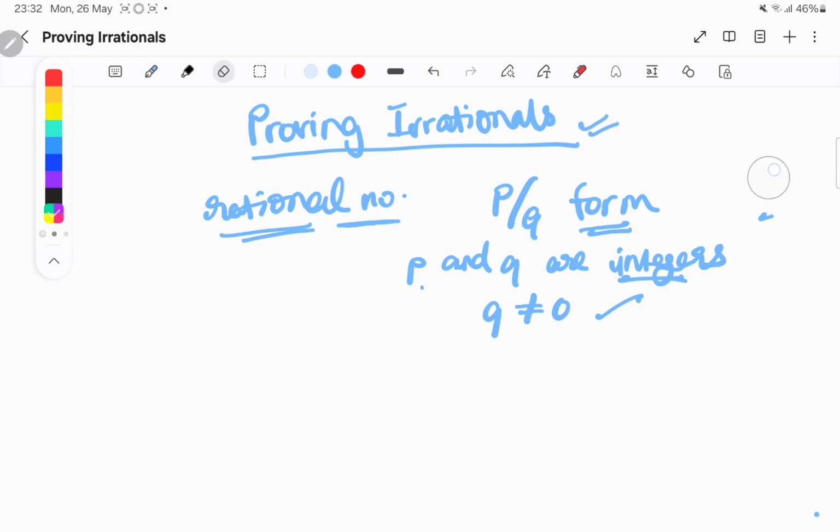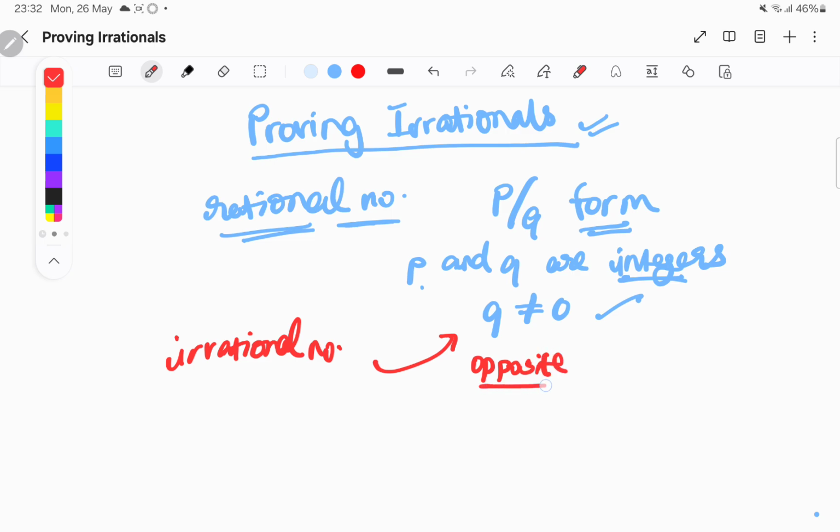Now what is an irrational number? Definitely an irrational number will be the opposite of a rational number. It does not follow this basic p by q form where p and q are integers. Maybe q is 0. Maybe p and q are not integers. Maybe there are some other numbers. But irrationals and rationals together come under the real numbers.